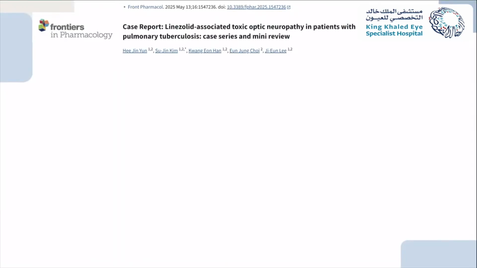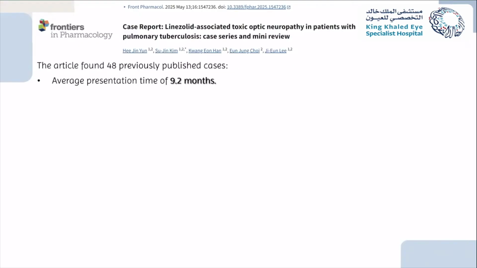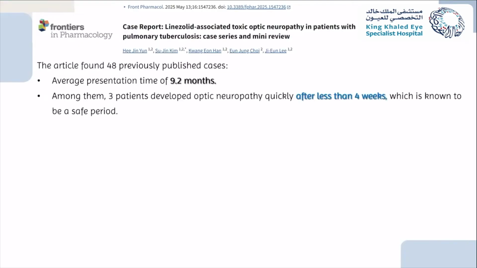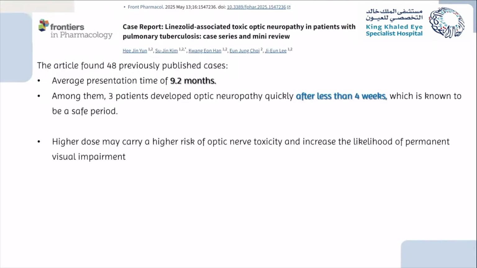It can recover 3 to 4 months after discontinuation, but the peripheral neuropathy is irreversible. This is a case report of linezolid-associated optic neuropathy, and they found 48 previous publications, with an average duration of use of 9 months. Among them, 3 patients developed neuropathy within 4 weeks of use, which is considered the safe duration.